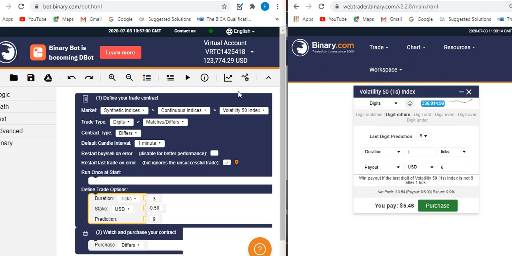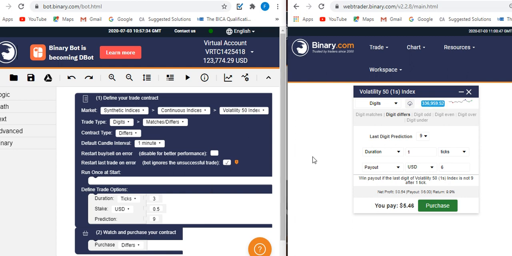Here the strategy is we have to use the 50 volatility index. That is very important. You must use only the 50 volatility index, and then there is digit differs and digit matches. We are going to use only digit differs here. Another important thing is the prediction level, which we have to fix as 9. The tick is 3, and the stake is 0.5. This is not on a Martingale basis, just the normal setup of the basic bot.